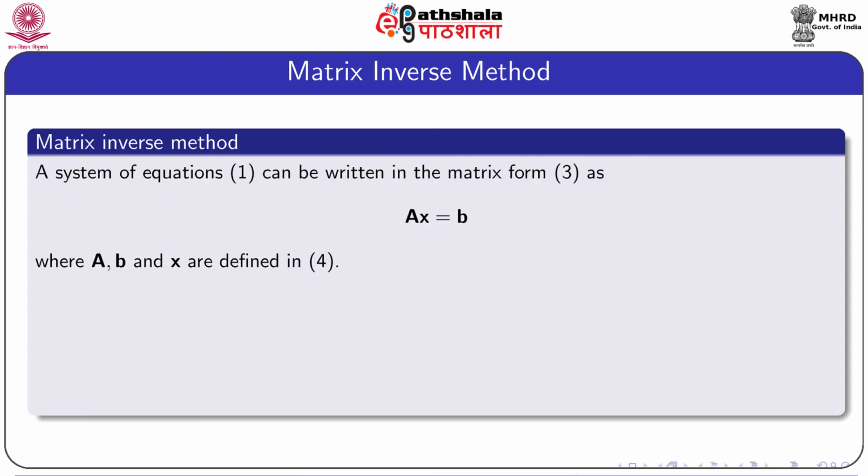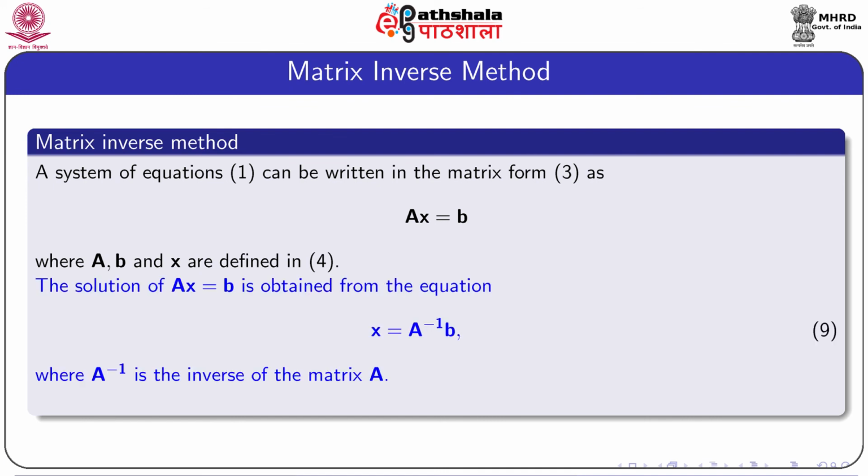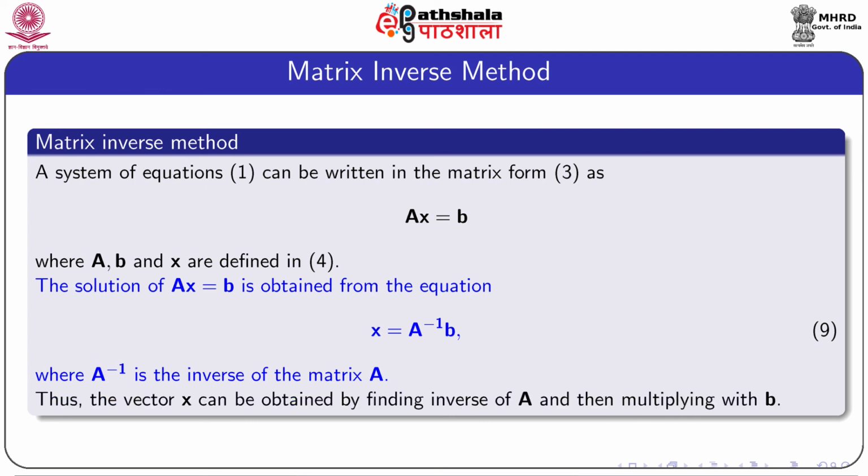Now, we discuss the matrix inverse method to solve a system of linear equations. We have already mentioned that any system of equations can be written in matrix form Ax equal to b, where A is the coefficient matrix, b is the right hand vector, and x is the vector of the variables which are defined in equation 4. So, the solution of the matrix equation Ax equal to b is given by x equal to A inverse b. That means, the vector x is obtained by multiplying A inverse with the vector b.